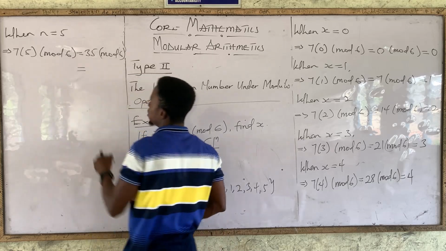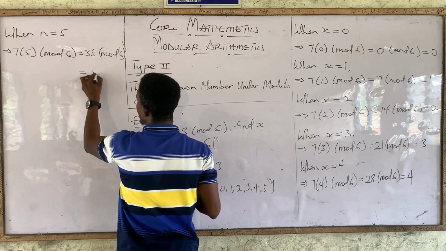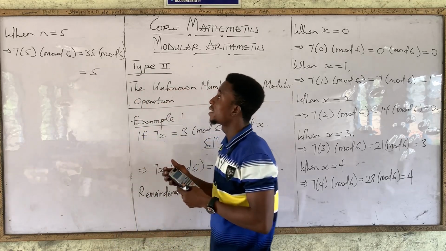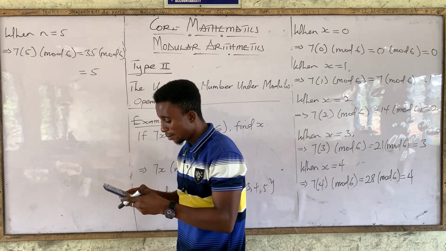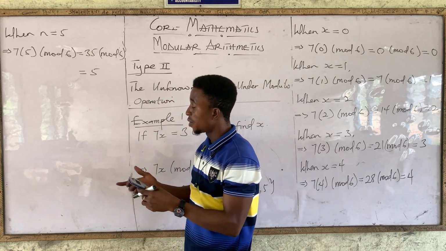Then this one gives us what? 6 times 5 is 30. Then what is left? 5. Or you can also put 35 divided by 6. Then you convert. So the remainder is 5.